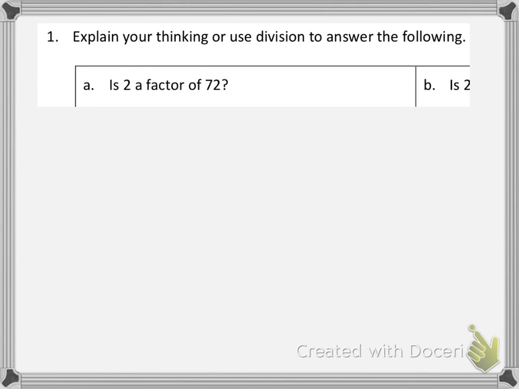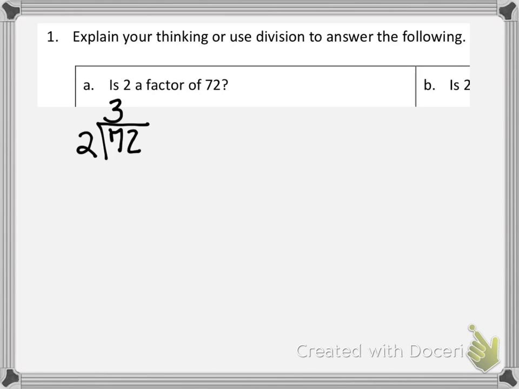In the next one, it says, explain your thinking or use division to answer the following. Is 2 a factor of 72? So we have to be using division to help us answer this. So that's basically another way of doing it. Sometimes we rely on the associative and the cumulative property, but we can also rely on division to help us find those factors. So we need to see if 2 is a factor of 72. So we're going to use division to help us. So let's set this up. 72 divided by 2. 2 goes into 7 tens, and that makes it 3 tens.